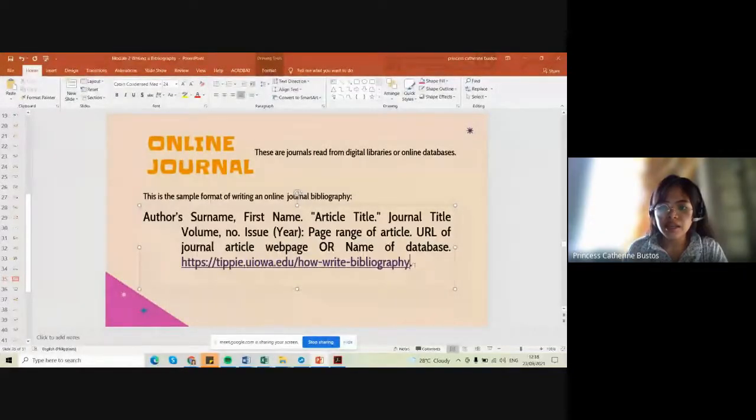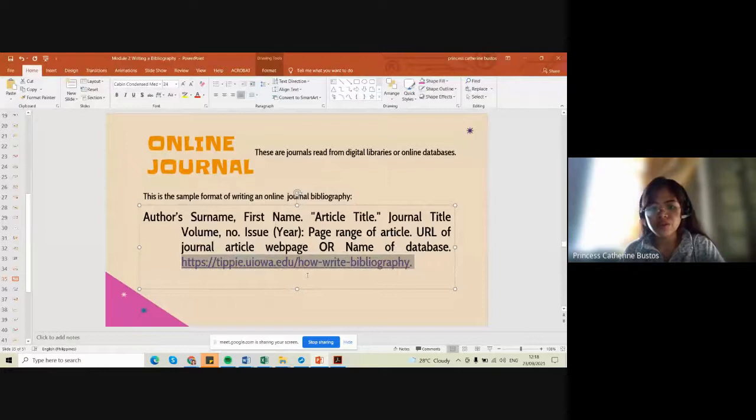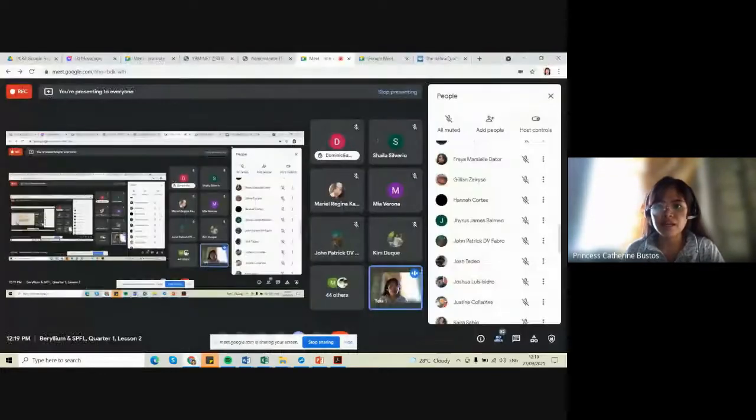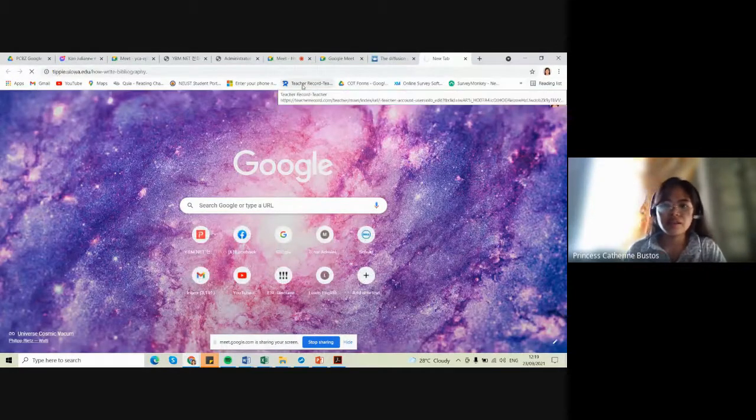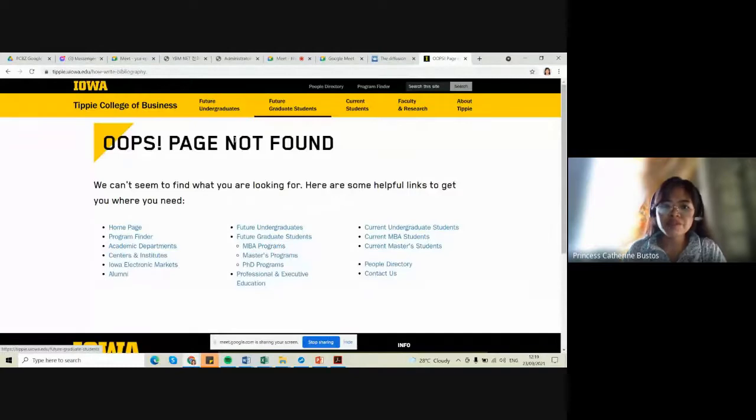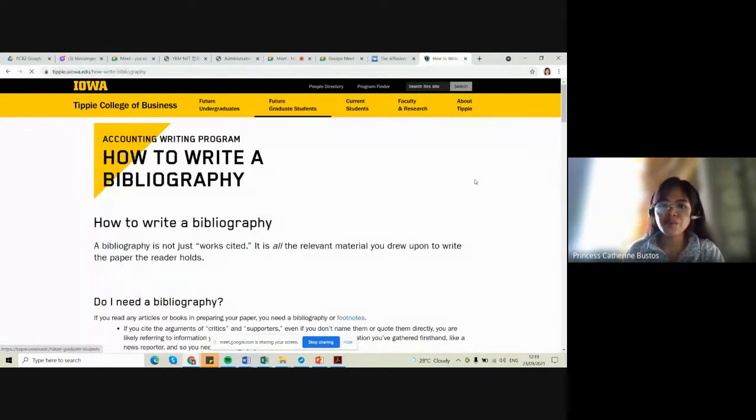I will share my entire screen so that you can see what we're trying to say here. Say for example, this is my link. It has a period, okay? Control C, and then I will paste it here in my search engine in Google. Here, I'll search it, and let's see what will happen. Oops, page not found because we put a period there. If we remove it, let's see what will happen. There you go. We go to how to write a bibliography on a webpage.